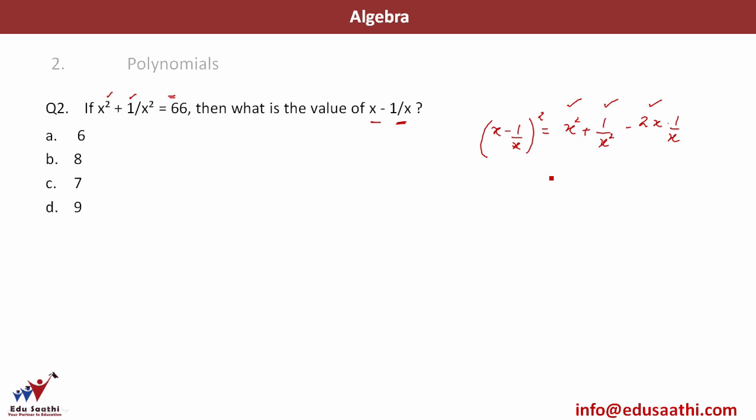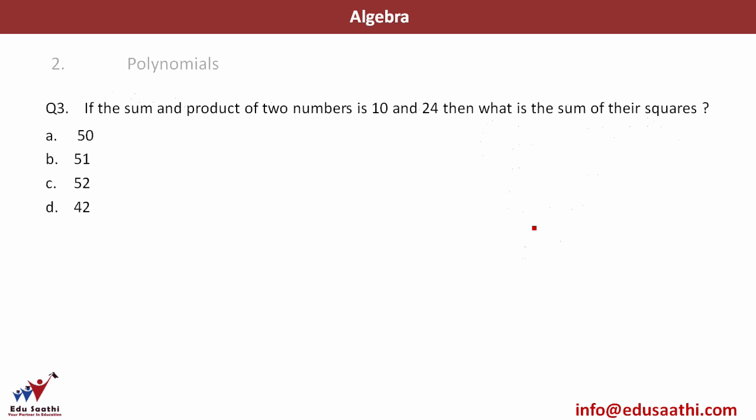So if you look at it, this thing would get cancelled out. The value of this is already known to you, which is 66 minus 2, which is 64. So this square value is equal to 64. If I take the square root on both sides, x minus 1 by x would be 8. So 8 is the answer that I get for this question. Hope you are able to apply the formulas now. Let's look at the third question.